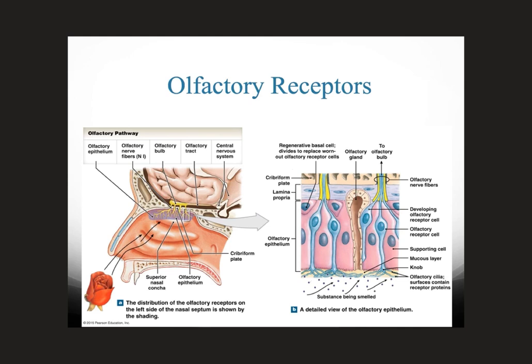Now if we go to the olfactory pathway, over here you're going to see that we're going to have the epithelium right over here. From the epithelium, we're going to have your olfactory nerve fibers. From the fibers, like I said, it passes through the bulb, from the bulb through the tract, from the tract to the central nervous system. So this is the route that the odor takes once you smell it through your nasal cavity.